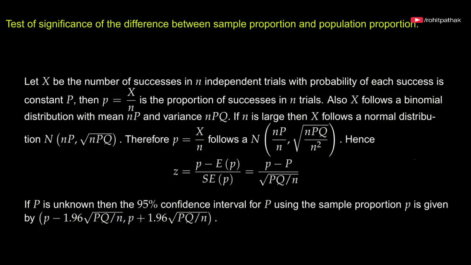If P is unknown, then we can find the 95% confidence interval for P using the sample proportion p using this formula. So this formula is for the 95% confidence interval in case P is unknown. We can estimate P or give a range for P.